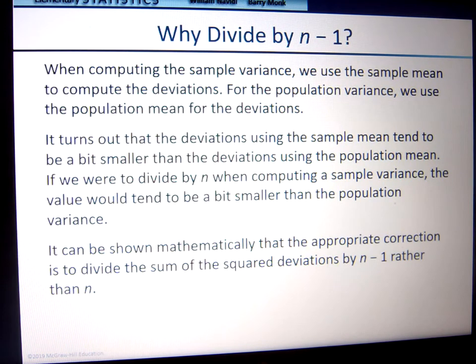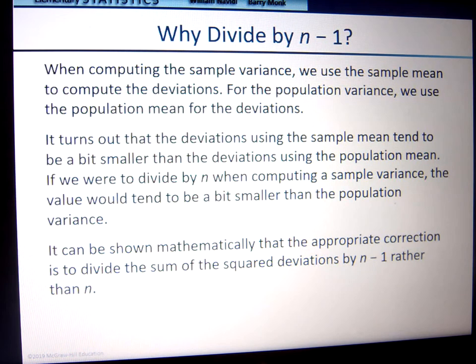So when computing the sample variance, we use the sample mean to compute the deviations. For the population variance, we use the population mean for the deviation. It turns out that the deviations using the sample mean tend to be a bit smaller than the deviations using the population mean. If we were to divide by n when computing the sample variance, the value would tend to be a bit smaller than the population variance.